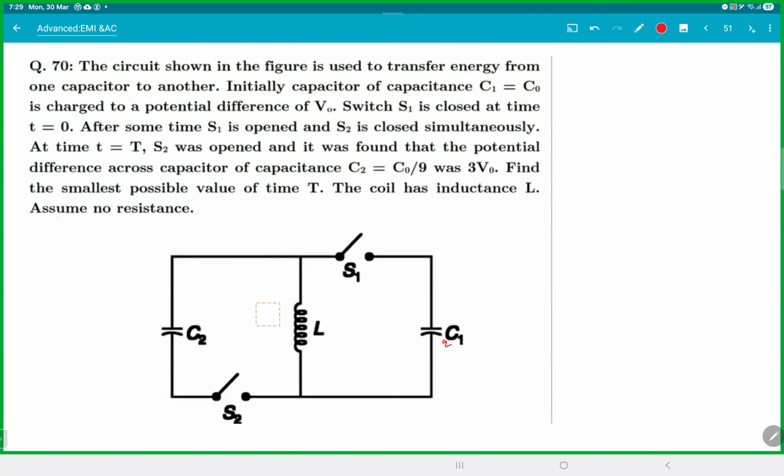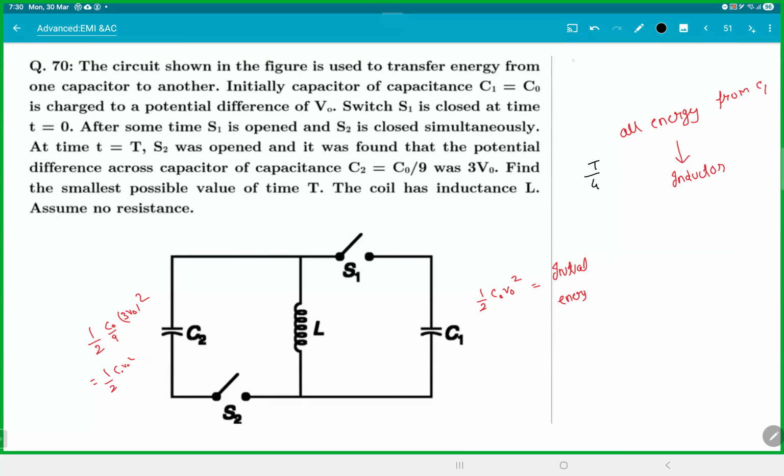And when does that happen? Now, if this is an LC oscillation, so you're done basically. So this thing's energy was initially half C naught V naught square. So this was your initial energy. And this thing was half C naught by 9 times 3V naught square. This is also half C V naught square. So all the energy from C1 got transferred to the inductor. So basically it is like an LC oscillation, meaning this will be how much time? This will be T by 4, isn't it? 1/4 of a time period.